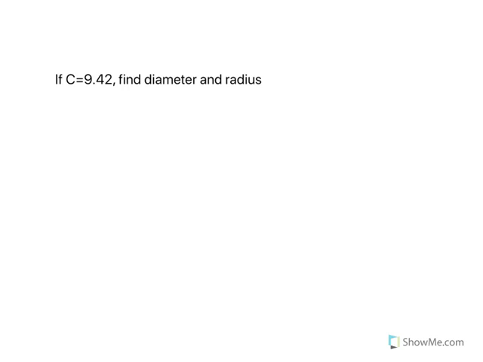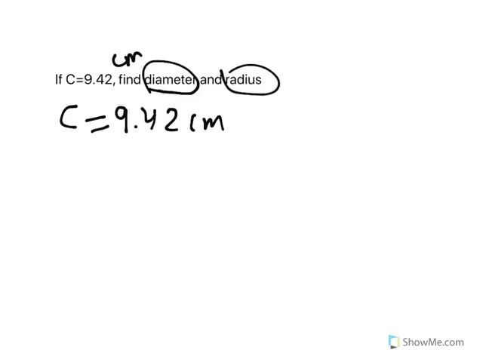So you know that circumference in this particular case is 9.42. There's no unit here, so let's say those are centimeters. Find diameter and radius. Okay, once again, I'm going to use my formula. Let me fix this equal symbol here. Okay, so we're going to find diameter and radius. Okay, here we go. So I'm going to use my formula.